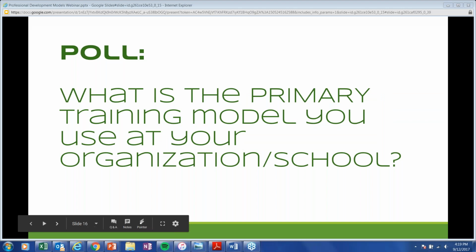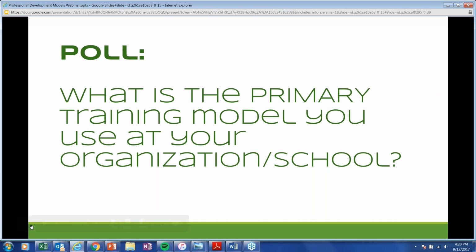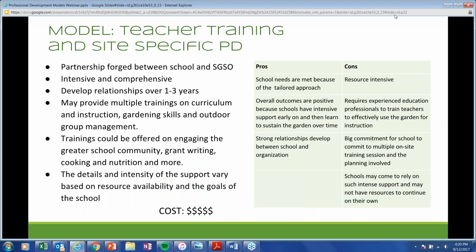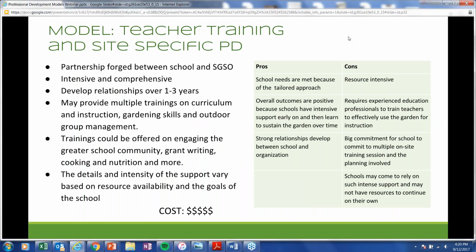So I'm going to jump into each model that you just talked about, and then your screens are going to be filled with too much text. I broke teacher rule 101: don't put too much text, but there's a lot of text. The first model that we worked on was teacher training and site-specific PD.